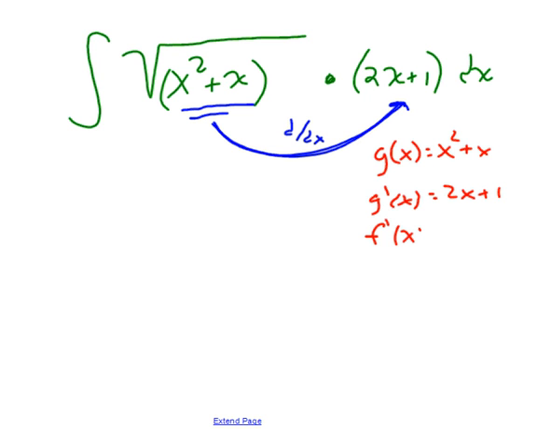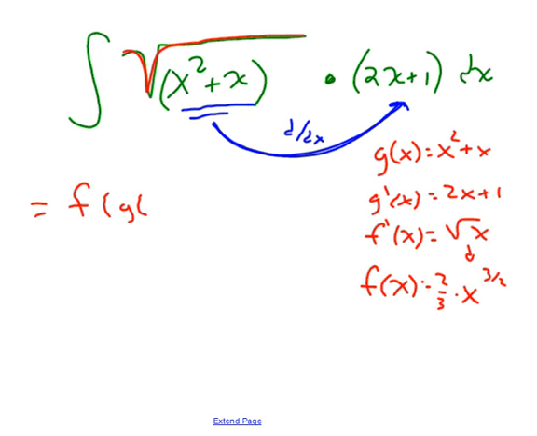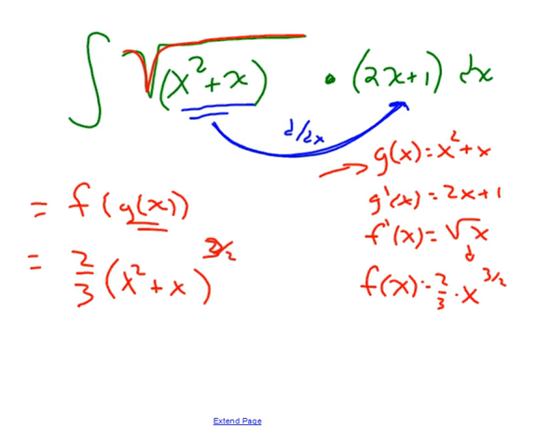f prime of x is root x. So therefore, f of x, finding this antiderivative, is going to be x to the 3/2 times 2/3. So we know that this antiderivative, or the integral, will be f of g of x, because it's the anti-chain rule, where f is 2/3 of something to the 3/2, and that something is g of x. So x squared plus x. Just to be clear, that was to the 3/2.